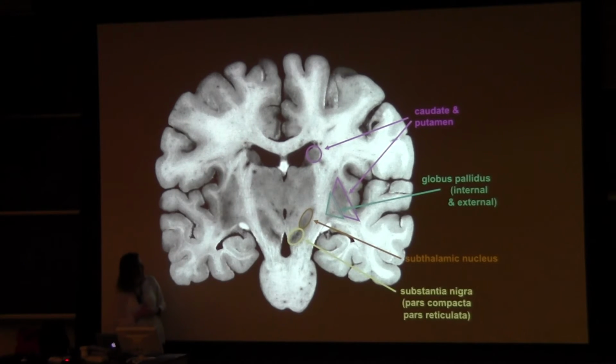Okay. Last but not least, this is probably the part that everybody's heard the most about. This is called the substantia nigra. It's because it has melanin-containing cells in it, so it's dark when you do a dissection of the brain. And there are two pieces of it as well. There's a dark dorsal part called the substantia nigra pars compacta, and that part of the substantia nigra contains the dopamine-producing neurons that degenerate in Parkinson's disease.